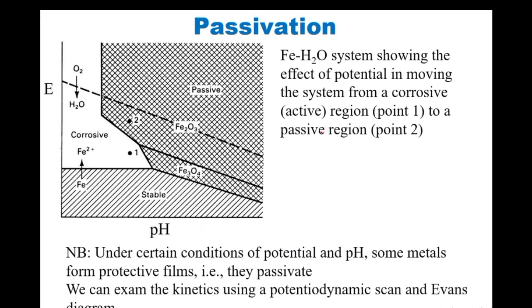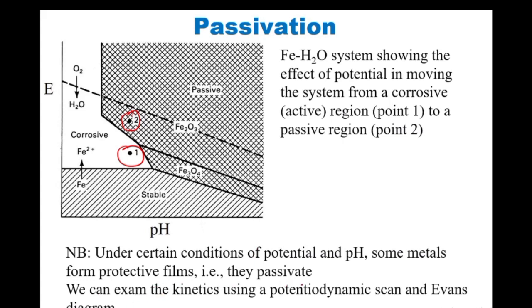localized corrosion. So for the potentiodynamic, now let's look at this question. Iron-water system showing the effect of potential in a moving system from a corrosive, that is active region, point 1, to a passive region, which is point 2. Now note, under certain conditions of potential and pH, some metals form a protective layer. You've done that in corrosion thermodynamics, right?